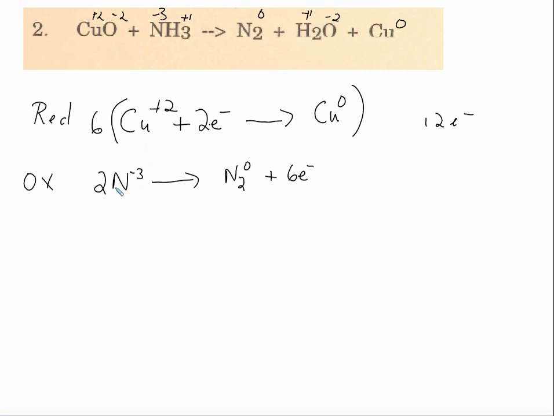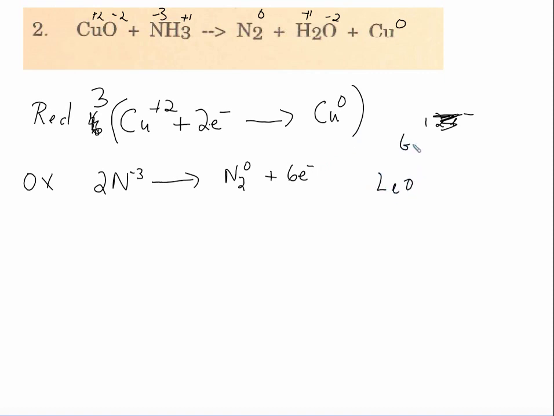Oh, wait a minute here. I didn't do that right, because here's what I did. There's 12, but there's only 6 here. I don't need a 6 there. I need a 3 here, because 3 times the -2 is -6. Okay, my mistake there. Because you've got 6 electrons here.